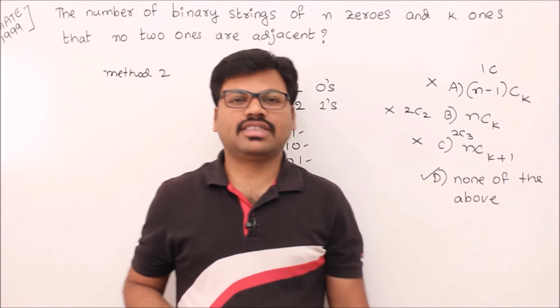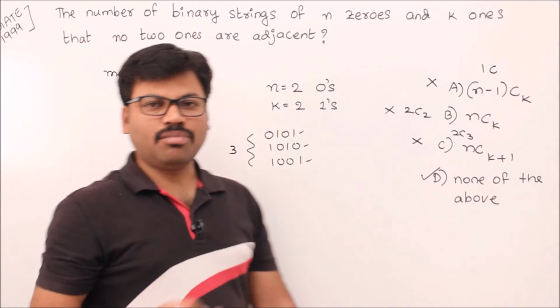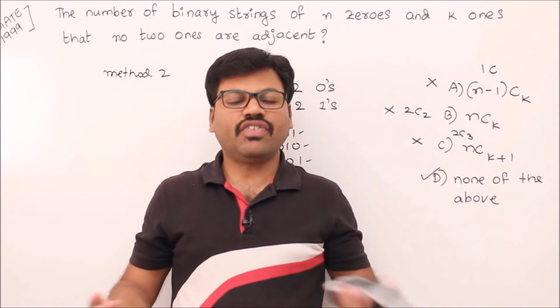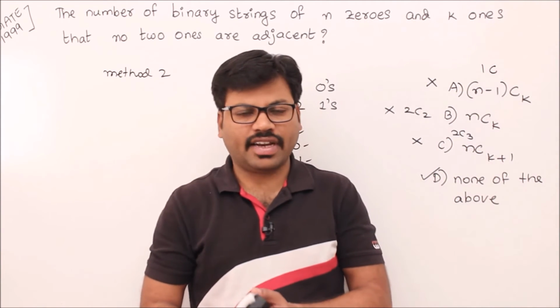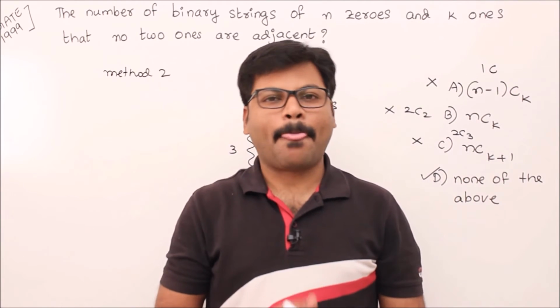That's why my suggestion is always this: when there is a problem with variables like n and k, don't try to think with n and k. Think with n value 1, k value 2, some smaller values of n and k. Try to solve it that way. That's my suggestion. Okay.